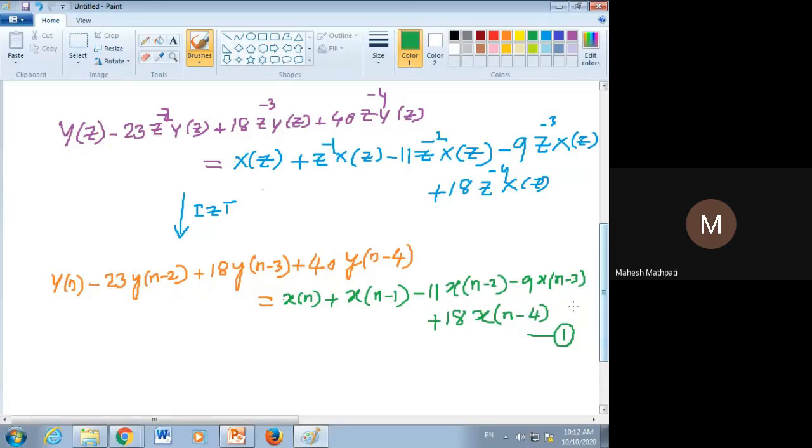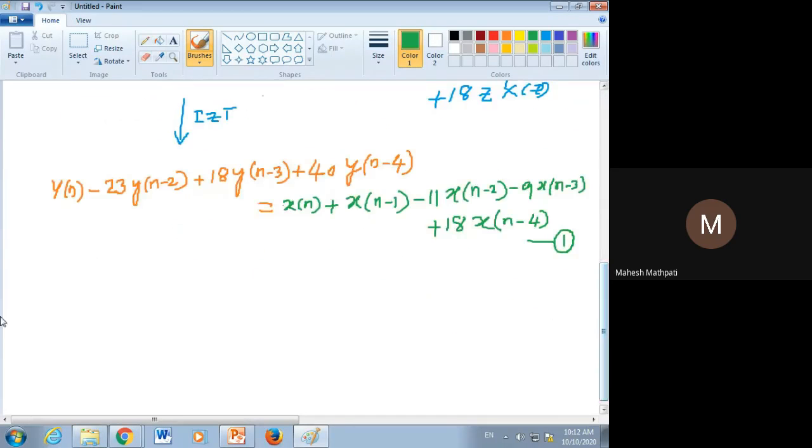Or else we will write one more line here, such that it will be very easy to understand. So what can I write? Y of n we will write on one side and the other terms on the other side. What will we write here now?